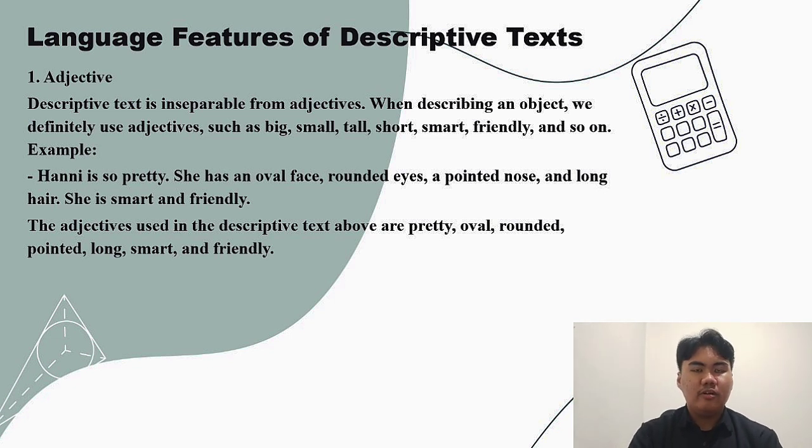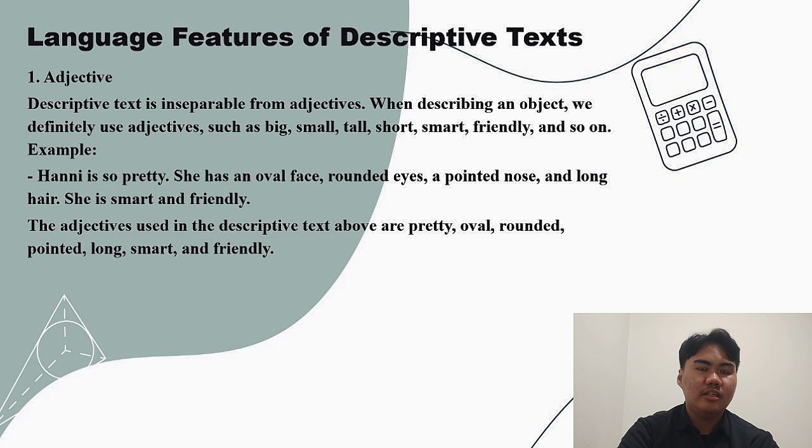Language features of descriptive text. In writing descriptive text, there are language features that you must use. There are three language features of descriptive text, namely adjective, simple present tense, and adverb of frequency. And let's discuss them one by one.